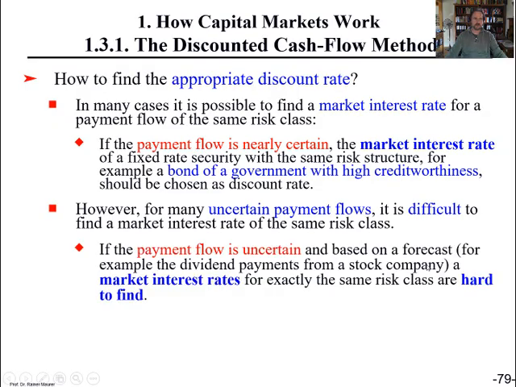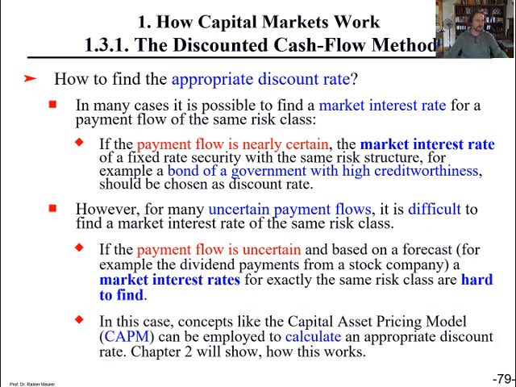If the payment flow is uncertain and based on a forecast, for example, the dividend payments from a stock company, a market interest rate for exactly the same risk class is hard to find. In this case, concepts like the capital asset pricing model, called CAPM, can be employed to calculate an appropriate discount rate for such a stock. In Chapter 2, we will see how this works.